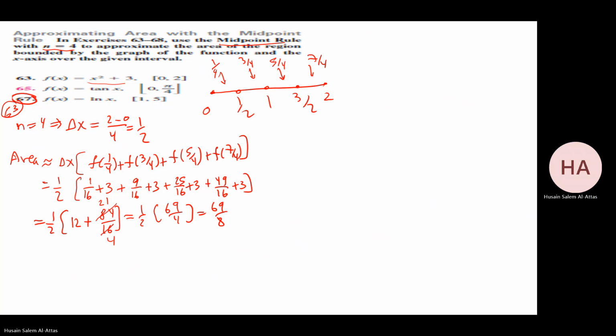65. Yeah. What will be delta x? How many rectangles? I have 4. Delta x will be pi over 4 minus 0 over 4. And that will be pi over 16.